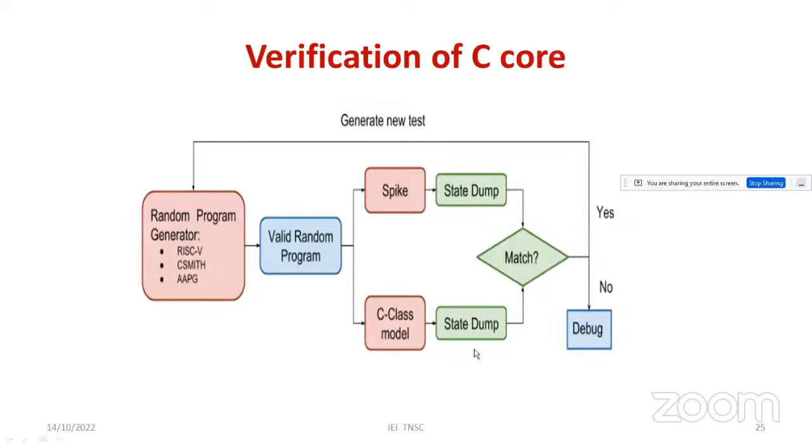Verification of the C core. Verification of a processor is a very difficult job. So IIT is doing this verification of the C class core. A random program generator generates valid random programs, and through Spike and the C-class module, a state dump is taken and compared. If it is matching, it will go for the next program. Otherwise, debug has to be done.